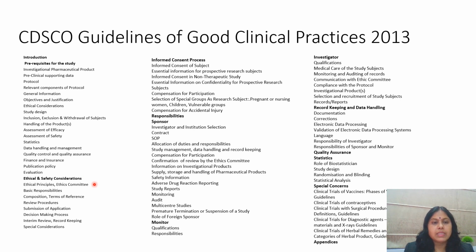Then ethical and safety considerations, that is through the ethics committee. Basic responsibilities, then the submission of the applications, and then decision making, reviews and record keeping of all these ethics committee matters. And then there are other considerations. Informed consent plays a very important role, so that whatever essential information of the clinical trial is understood by the patients or volunteers, and they must understand the compensation for their participation, and whatever the compensation for accidental injury, everything must be known by the subjects.